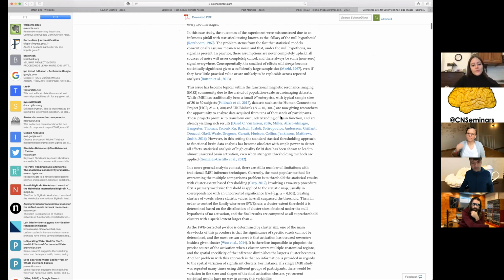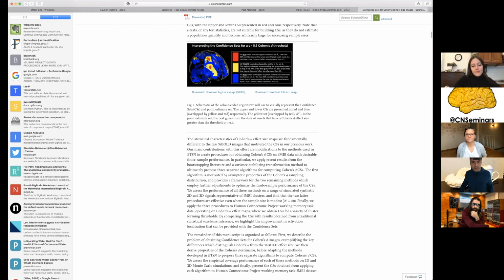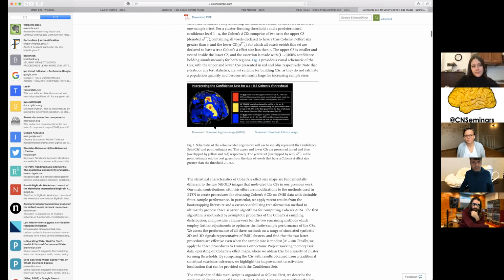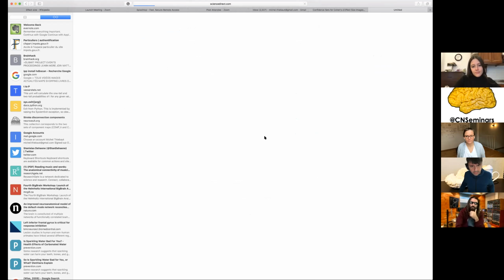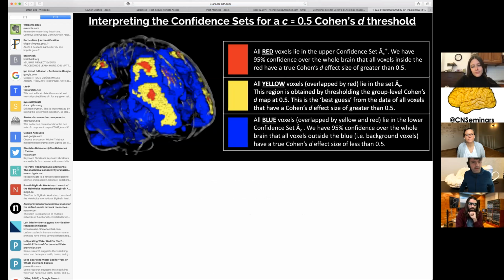And so they apply it to the Human Connectome Project, if I remember well. There you go. And so here you have typical activations that are related to working memory. And they're all significant. Where you have colors, that is all significant.